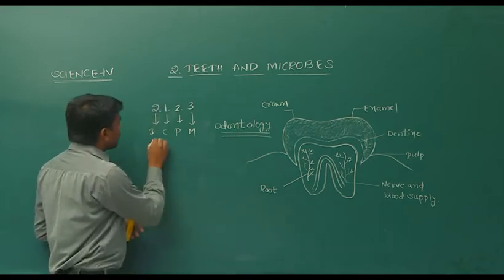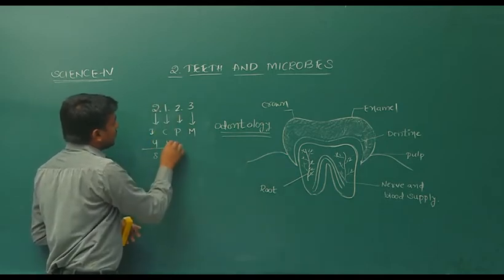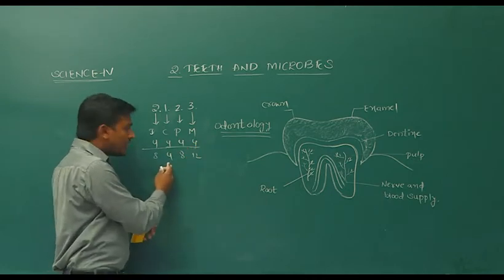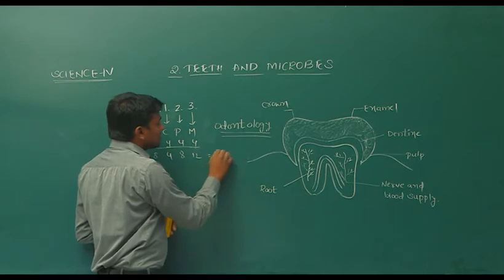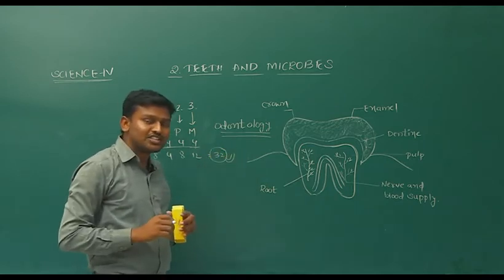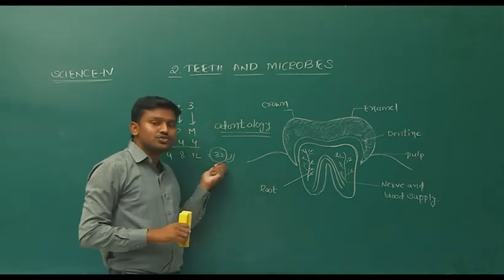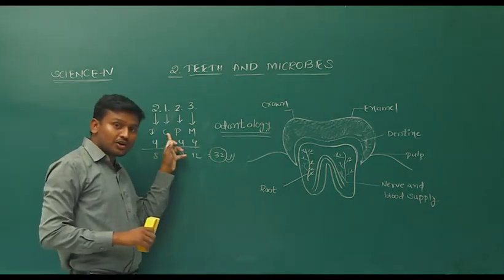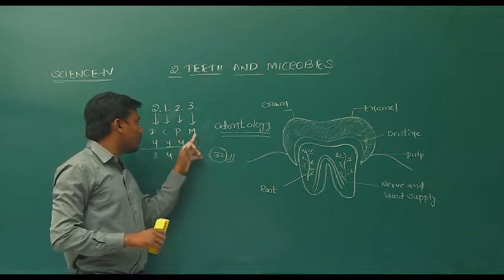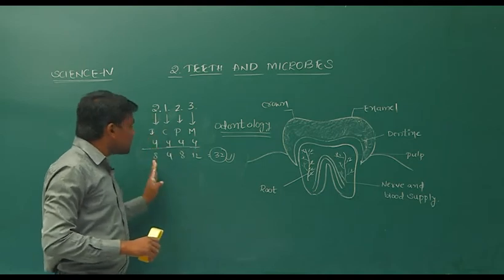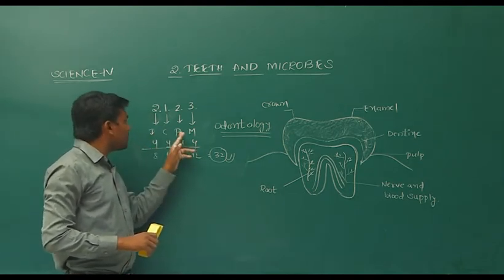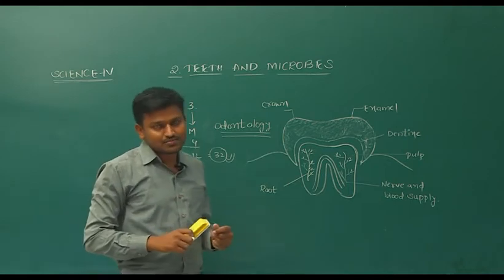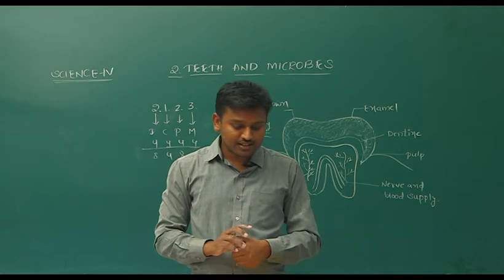So, if we multiply by 4, you will get 2 fours are 8, 1 four is 4, 2 fours are 8, 3 fours are 12. Now, 8 plus 4 is 12, 12 plus 8 is 20, 20 plus 12 is 32. So, how many teeth are present in permanent teeth? There are 32 teeth present. So, incisors total 8, canines total 4, premolars total 8, molars total 12. So completely 32 teeth are present in permanent teeth, as we have seen.